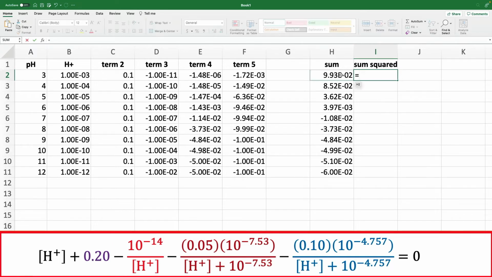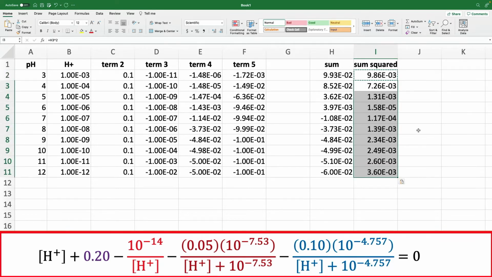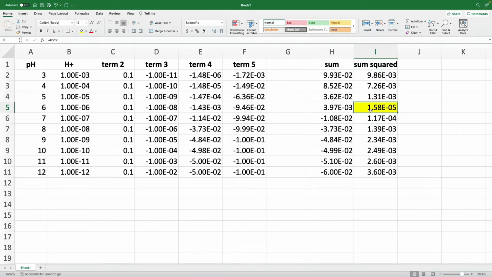So we're just going to take this and square it. When we do that, all of our numbers will be positive and we can just look for the lowest one that we see. I see 10 to the minus 3 here, but we have 10 to the minus 4 here and 10 to the minus 5th. So this is the closest one, right here. So pH 6 is the closest. It's going to be slightly acidic.